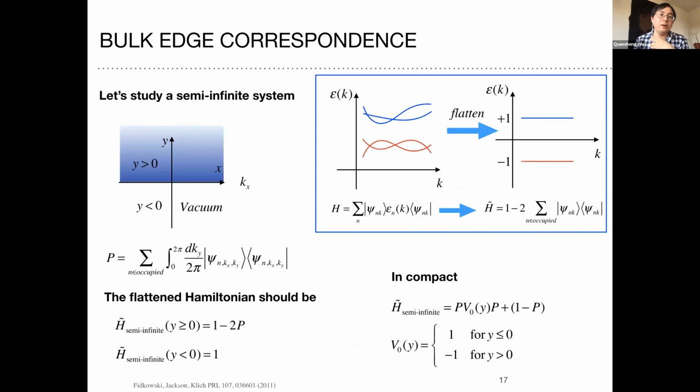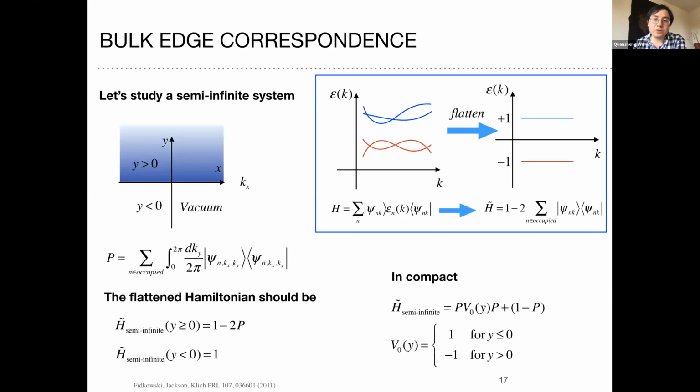Okay, let's talk about the bulk edge correspondence. Here we have a semi-infinite system. When y is larger than 0, this is the bulk. It's topologically non-trivial. And then it is in contact with the vacuum, which is in the negative axis, and in the x direction it is periodic.